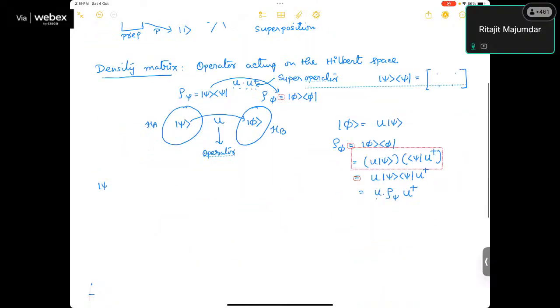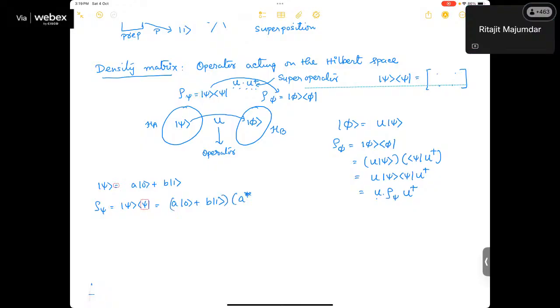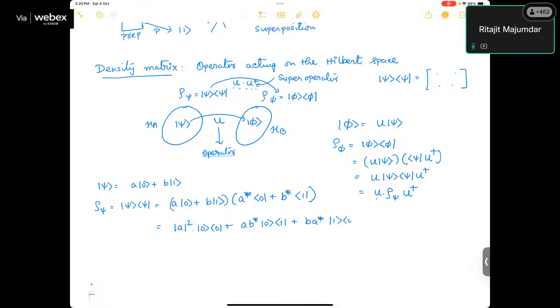Say my psi was simply A|0> plus B|1>, then my rho psi will be |psi><psi|, which will be simply (A|0> plus B|1>) times the complex conjugate (A* <0| plus B* <1|). So if you just break it, it will be |A|^2 |0><0| plus AB* |0><1| plus BA* |1><0| plus |B|^2 |1><1|.